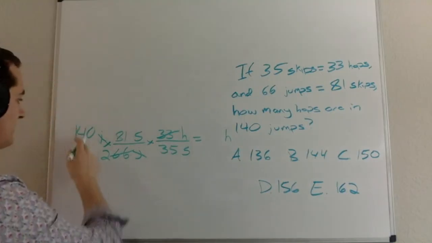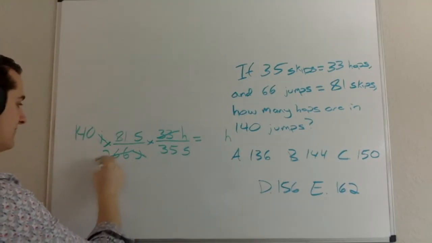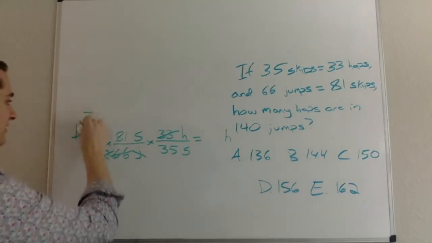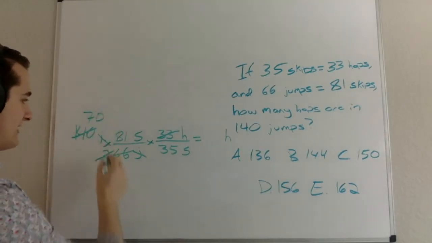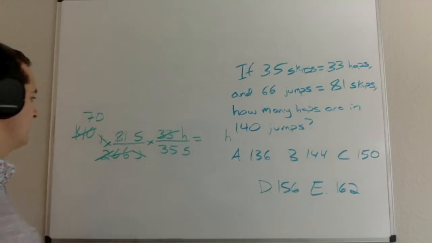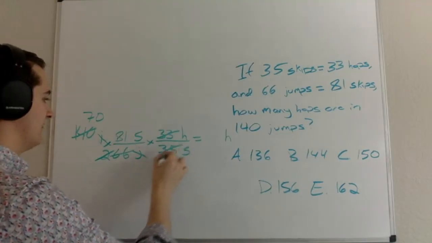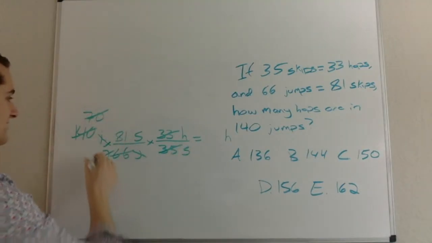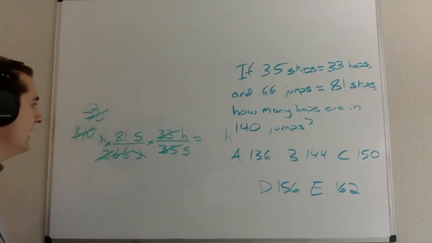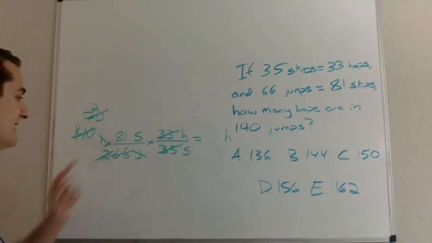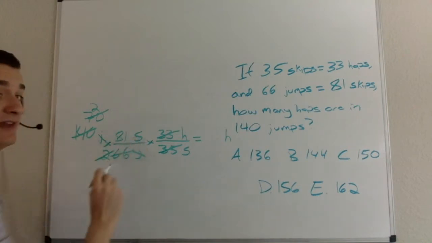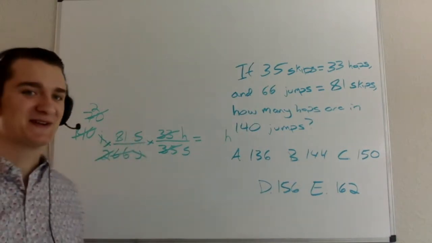Here I see that I've got a 2 and I've got a 140, so I'm going to take my 2 out and make my 140 a 70. Oh, wonderful. I've got a 70 and I've got a 35, so I'm going to take my 35 out and change my 70 to a 2. And now all of a sudden I have 2 times 81, and I also should have done this earlier. Make sure you do this as you're working through the problems.